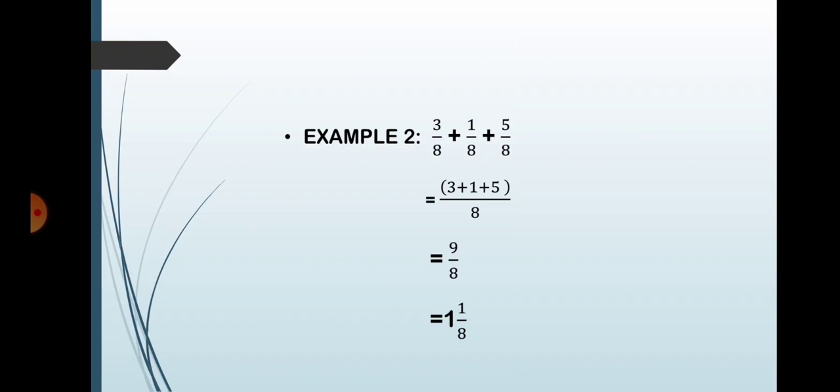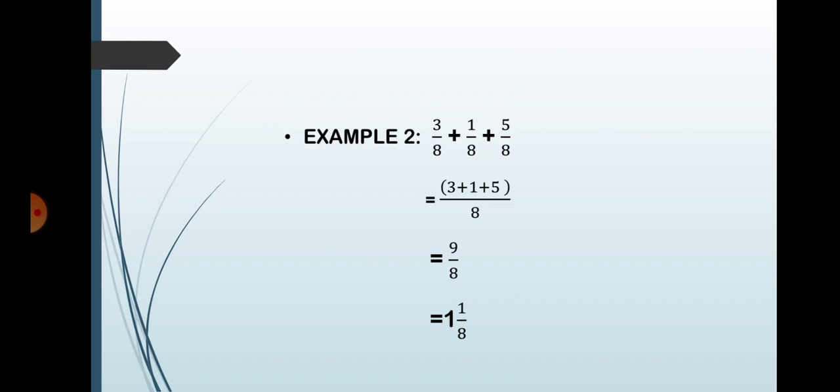Here we have taken 3 fractions, 3 by 8 plus 1 by 8 plus 5 by 8. Since everywhere the denominator is 8, we have a common denominator. It's a like fraction. What is the rule to add like fractions? We just have to sum their numerators. 3 plus 1 plus 5 by 8. So 3 plus 1 plus 5 is 9. 9 by 8. As 9 is greater than 8, it's an improper fraction.